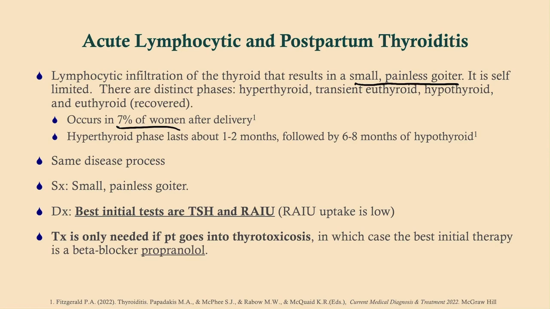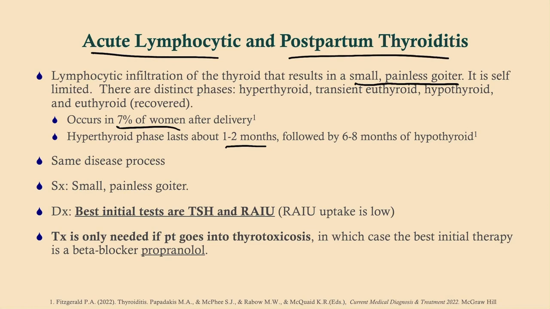So 1 to 2 months after you start with this process, usually after giving birth, you'll have a hyperthyroid phase that lasts 1 to 2 months, and then you'll go euthyroid for a little bit, and then 6 to 8 months of hypothyroidism. Same disease process, as I mentioned. Acute lymphocytic and postpartum are the same disease process.